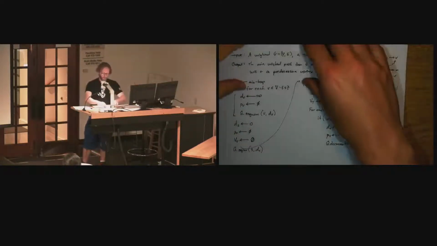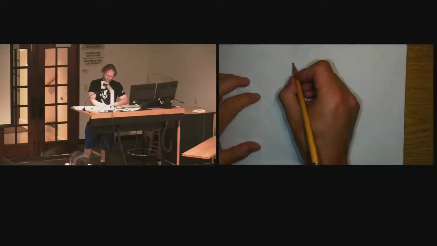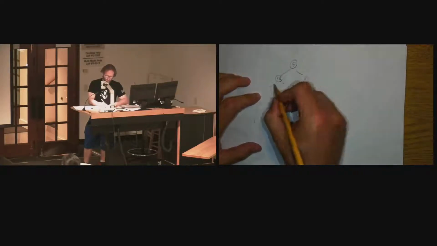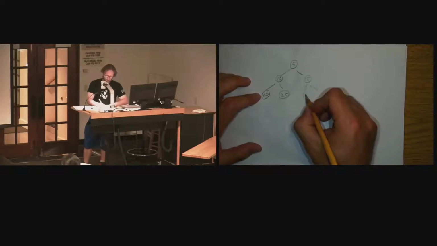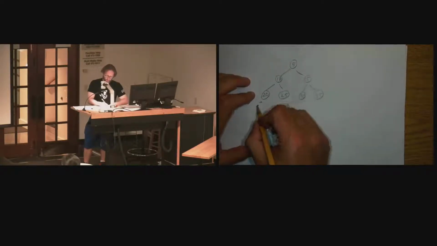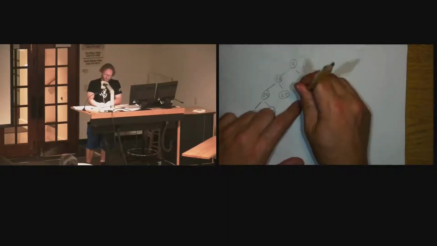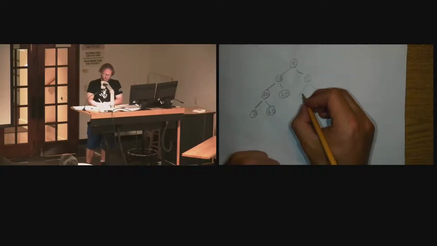Let's think about it. Let's draw a heap. 5, 10, 15, 20, 25, 30, 35, 50, 60. Here's a min heap, right? Min priority queue. Let's say that we had access here to 30 and we need to decrease the priority. Say that it got decreased to 7.